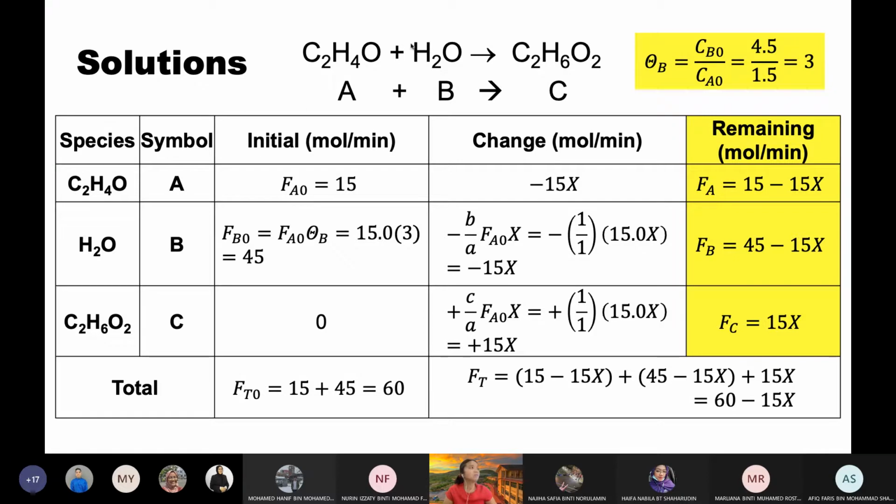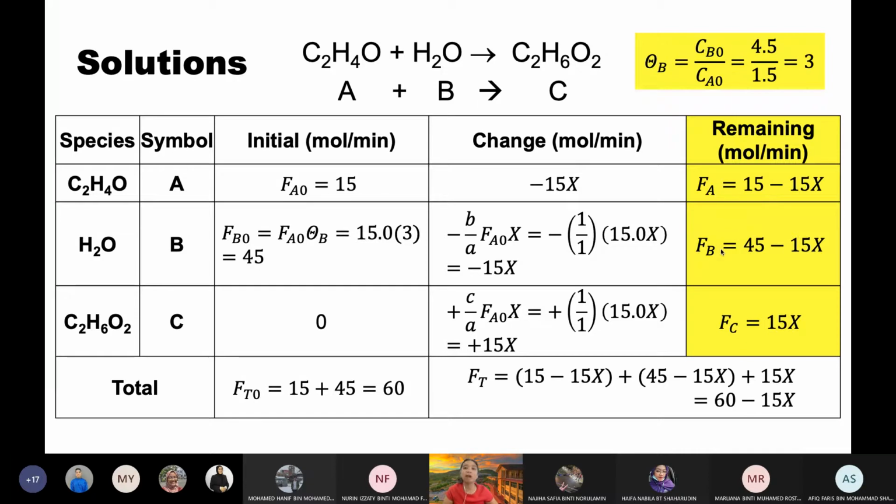So look, the stoichiometric coefficient for B is 1. Stoichiometric coefficient for A is 1. So 1 per 1, multiply with FA naught 15. X, we don't know. We leave it as it is. So it becomes minus 15X. So how much B has reacted? Negative 15X.